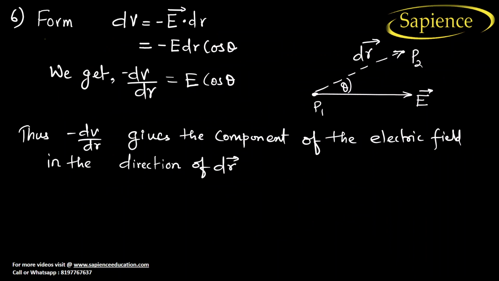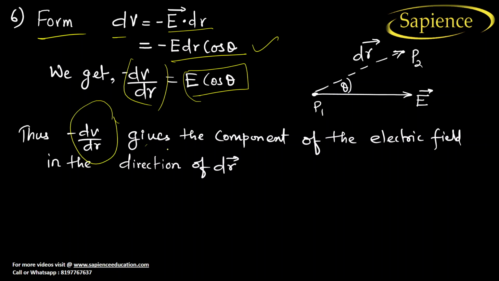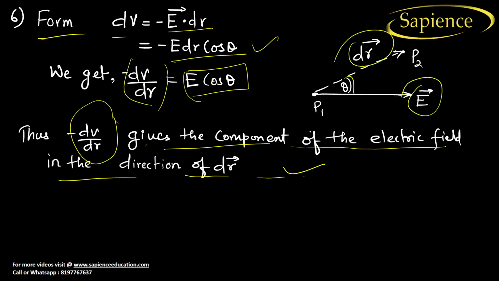Now one more important thing: dV is equal to minus E dot dr, so it can be written like this, E dr cos theta. So minus dV by dr can also be written as E cos theta. So minus dV by dr gives the component of electric field in the direction of dr. See here, this is the electric field, this is dr, so you can use it like this as well. Okay.